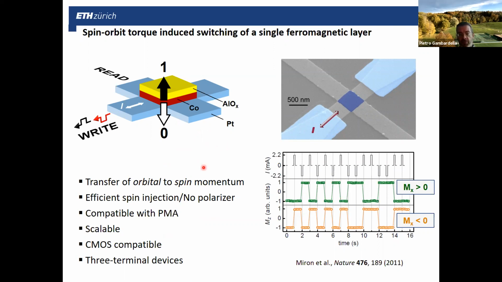There are some subtleties as to the condition in which this can occur in perpendicularly magnetized layers, where there is a need of a symmetry breaking mechanism that can be, for example, an external magnetic field or some asymmetric structural feature of this magnetic dot, or in plane systems.